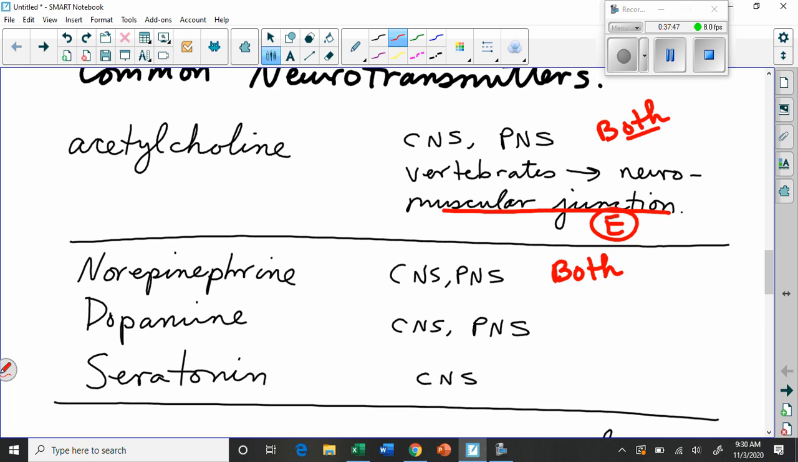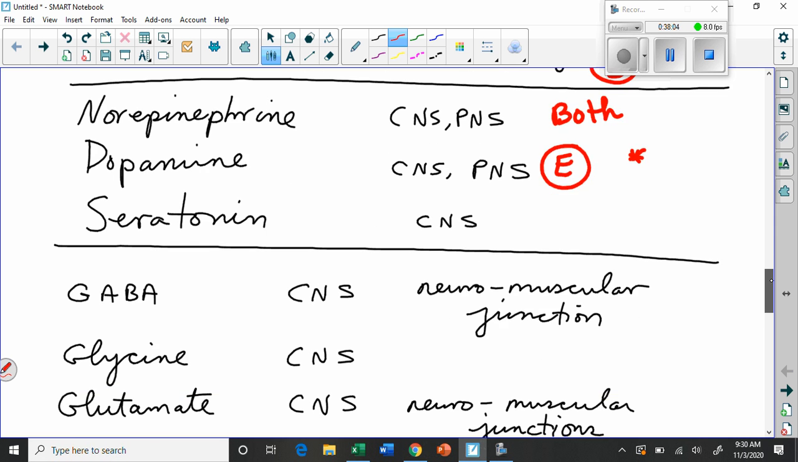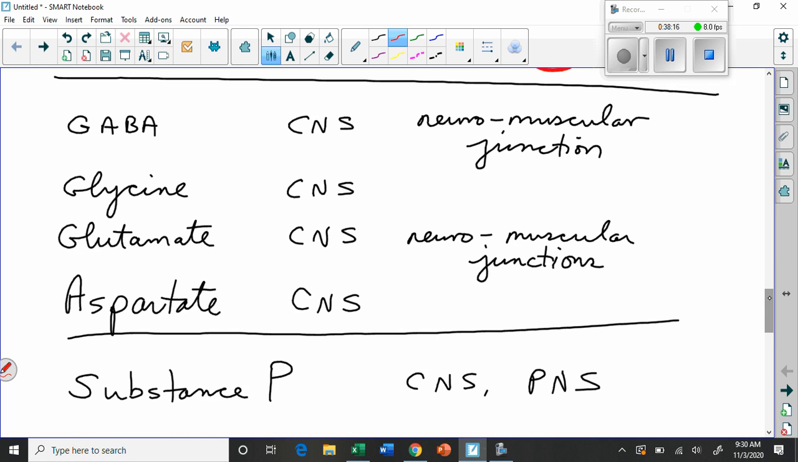Dopamine is pretty much excitatory most of the time, but I'll put a star beside it because it can act as an inhibitory neurotransmitter at certain sites. Don't forget, the more we study, the more we learn about these, so I'm just giving you general ideas. There's always exceptions. Serotonin is generally an inhibitory one. So it's basically shutting things down.